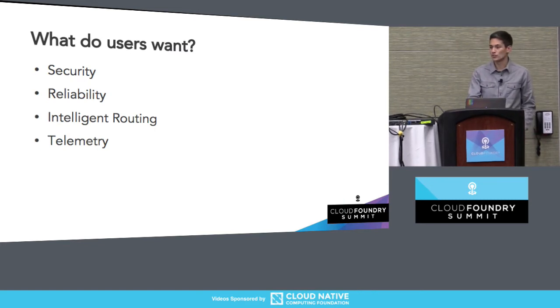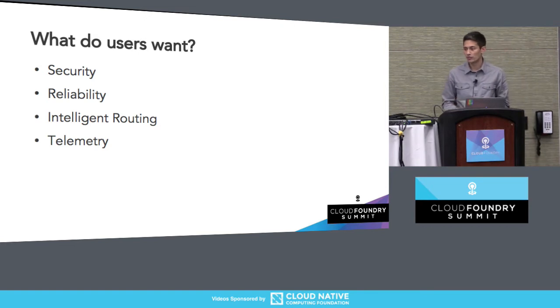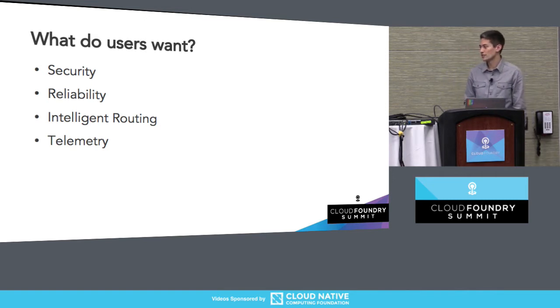So first, what is it that users want in a routing system? Users want security. This is an absolute must. Data and transport must be encrypted and mutual authentication everywhere. Users want reliability. This is highly available routes, configurable timeouts, transparent retries, and load balancing strategies. Users want intelligent routing features, such as weighted routing or circuit breaking. And users want telemetry. They want to be able to collect detailed metrics on the particular apps and services that they care about. And if they notice that something is wrong, they want the ability to trace through the system and determine where that breakage is.